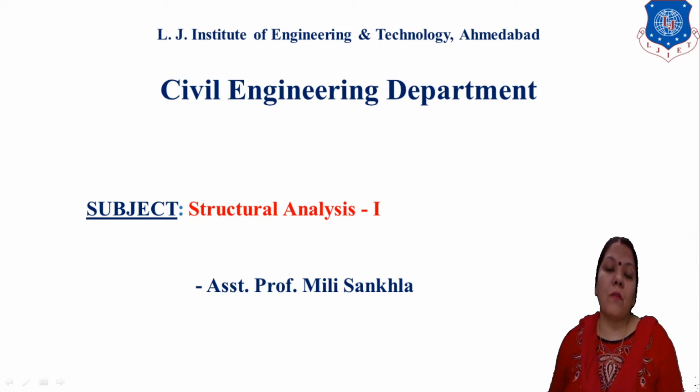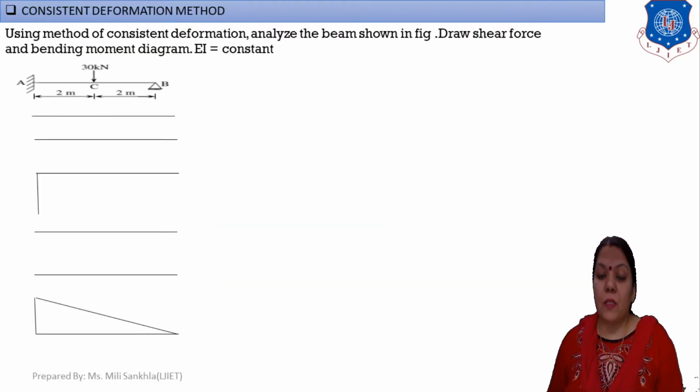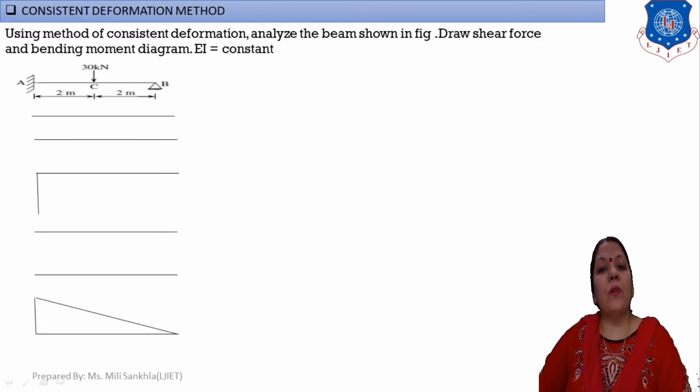In the first session we solved one example of the consistent deformation method, and the short form of this consistent deformation method is CDA method. Today we solve one more example of this CDA method. Before starting this example, read the given data properly: which data is given and which value we have to find out. Using the method of consistent deformation, analyse the beam as shown in the figure and draw the SF and BM diagram, where EI is constant.